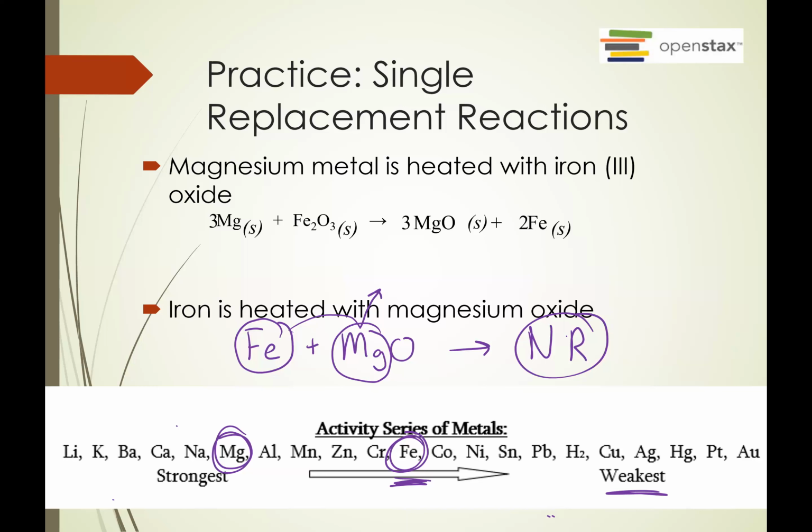So not every reaction happens. It has to be stronger. It has to be more active, right? So when you see these, don't automatically go, oh, yep, I'm just going to write all these down. These are all the answers. Nope, you've got to check the activity series. If it's not stronger, it doesn't happen.